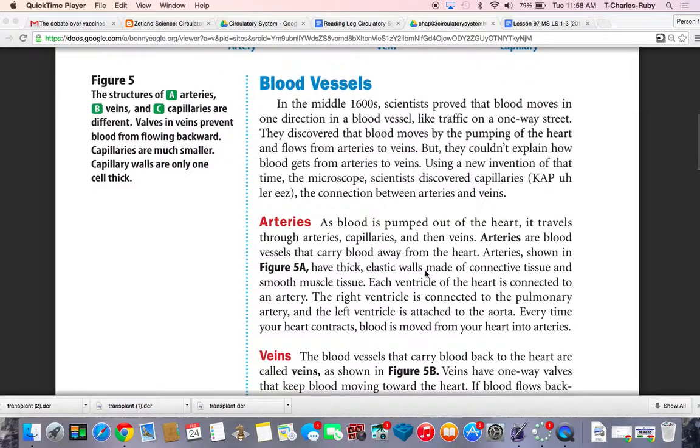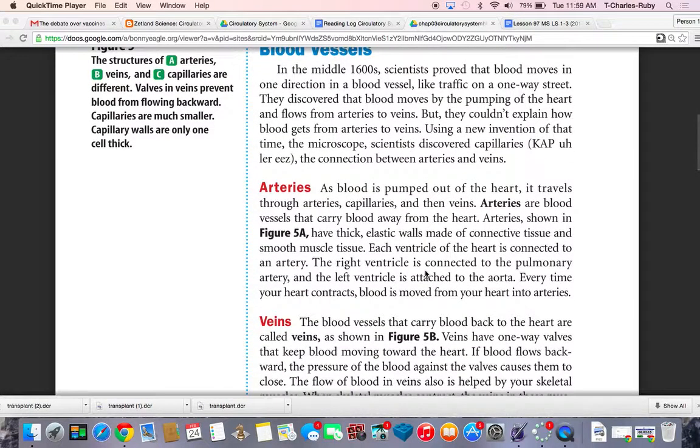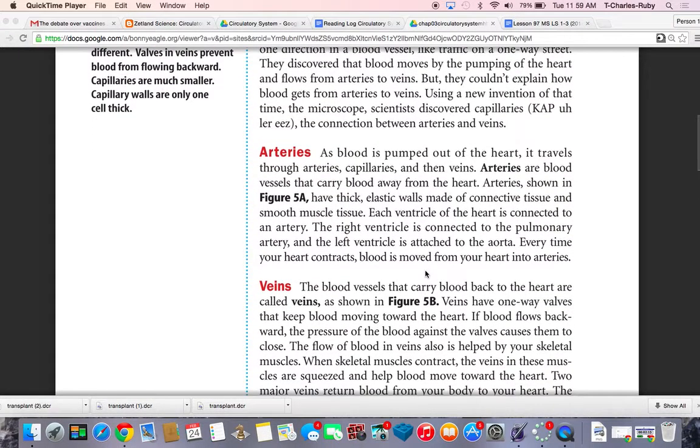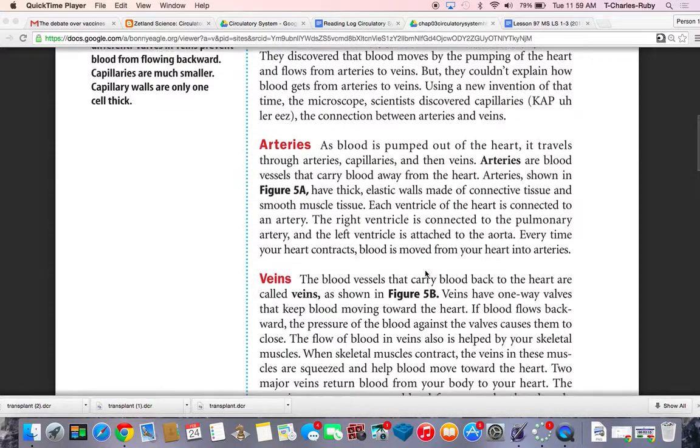Arteries. As blood is pumped out of the heart, it travels through the arteries, capillaries, and then veins. Arteries are blood vessels that carry blood away from the heart. Arteries shown in Figure 5a have thick elastic walls made of connective tissue and smooth muscle tissue. Each ventricle of the heart is connected to an artery. The right ventricle is connected to the pulmonary artery. The left ventricle is attached to the aorta. Every time your heart contracts, blood is moved from your heart into arteries.